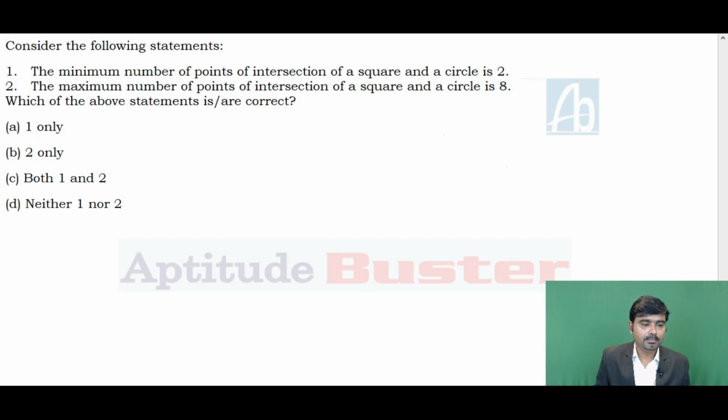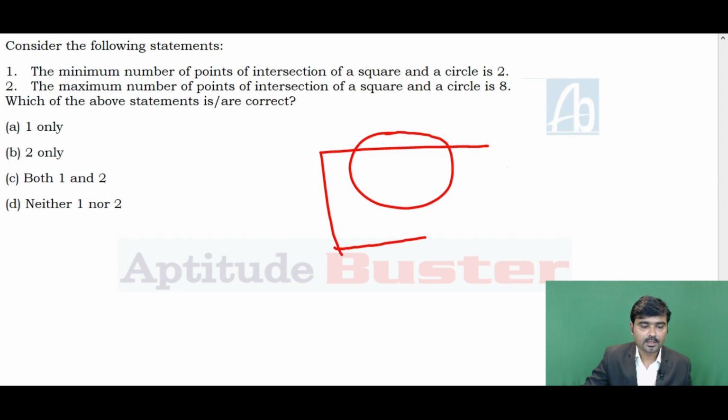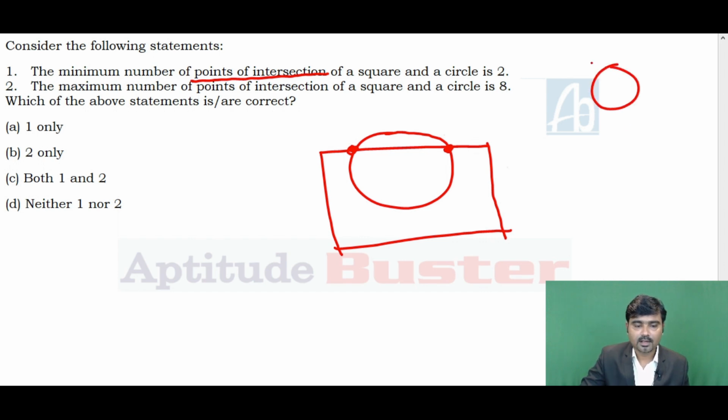Consider the following statements. The minimum number of points of intersection of a square and circle is 2. The next one, the maximum number of points of intersection of a circle and a square is 8. Which of the above statements is correct? I'll take one circle and one square like this. Here, these two are the points of intersection, right? This is not tangent. If it is tangent, I can draw like this.